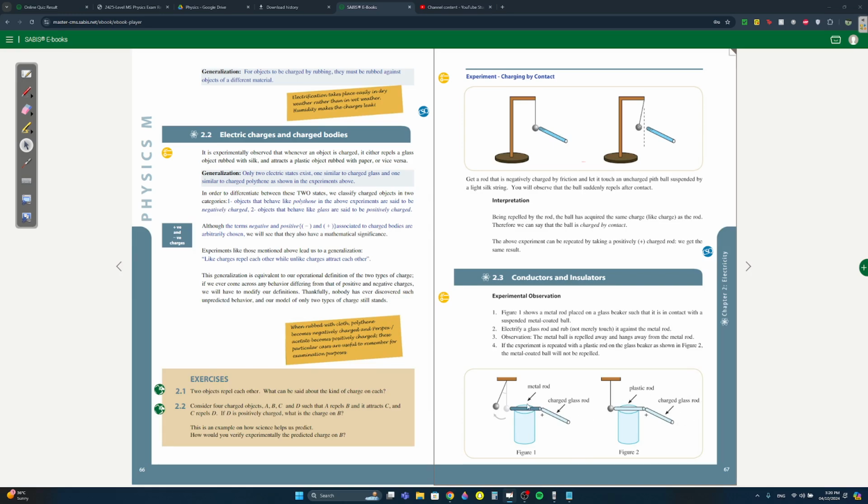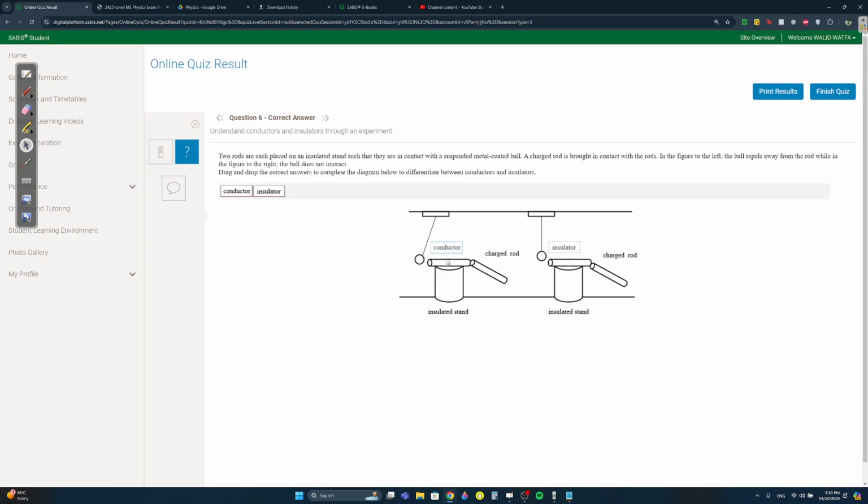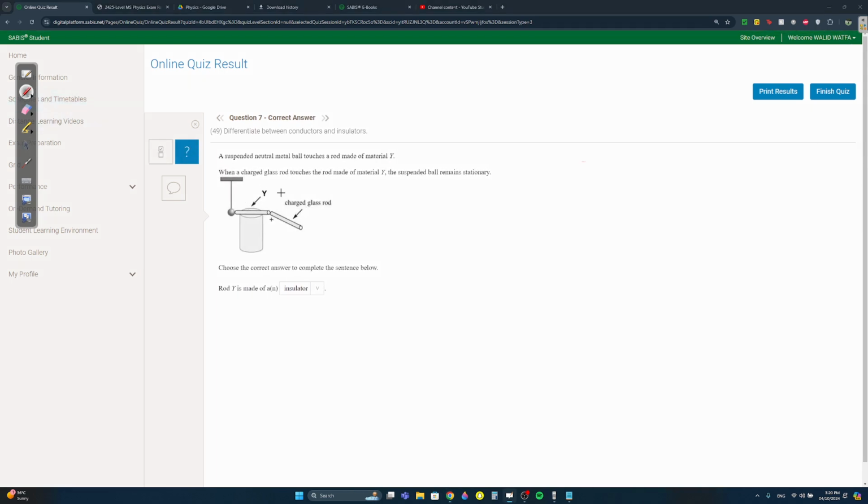But if it's metal, of course it's going to be a conductor, which is going to allow the charges from the glass rod to flow and thus repel your ball, right? So of course the one here is a conductor since it's repelling, and this is the insulator because there's no contact. On question 7, here they're asking you whether it is an insulator or a conductor. By the way, this was a question in the exam.